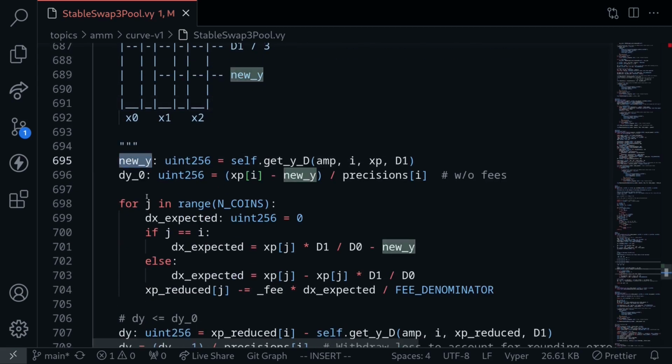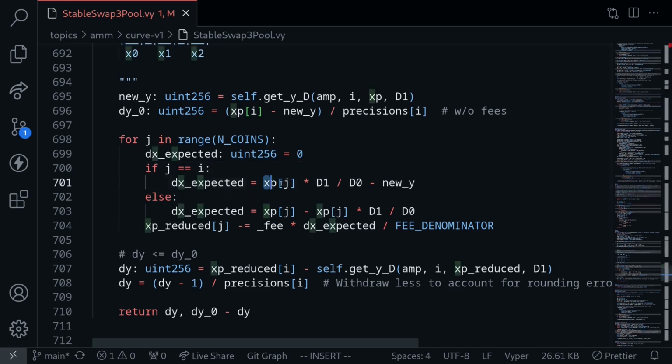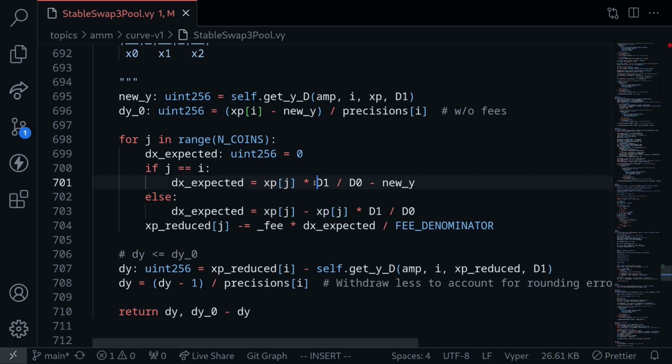We calculate new Y, and first we calculate the difference, and it's called dy0. The difference will be the current token balance, XP of I, minus this new balance, which was calculated from above. The next part is to calculate the imbalance fee. It runs a loop for each token. If j is equal to the index of the token that we're removing, then the difference from the ideal amount of tokens to remove is XP of j, the current balance of the token that we're removing, and the liquidity will decrease by D1 divided by D0. So this will be the ideal amount of token balance after removing.